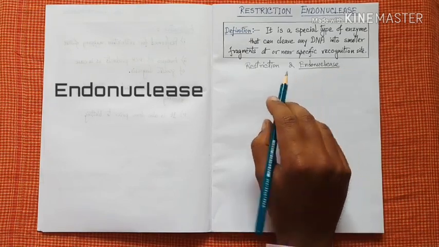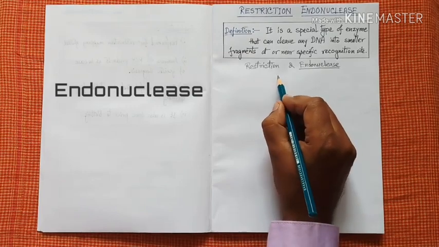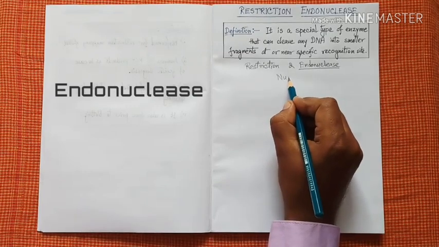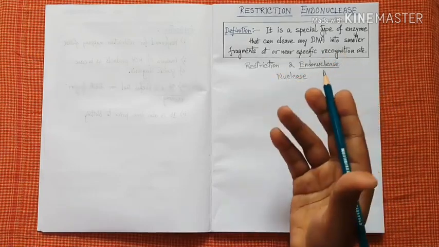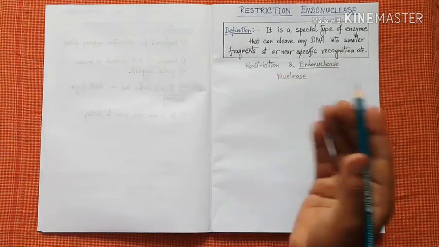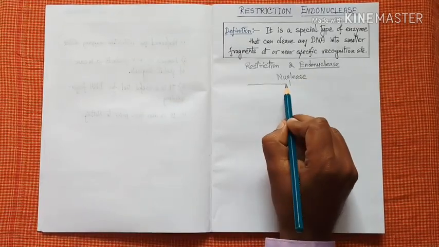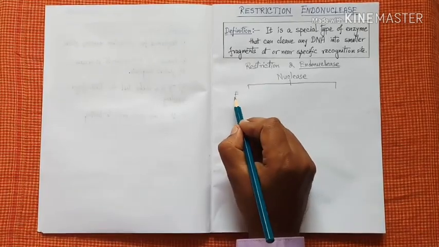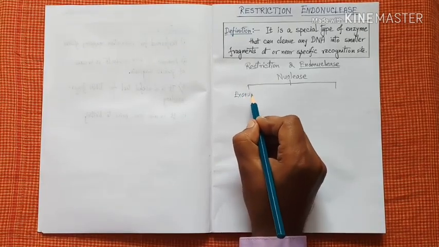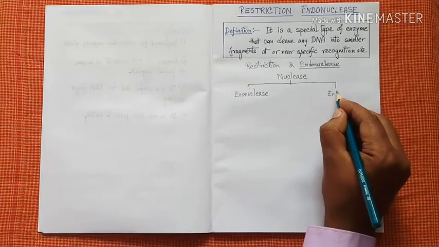What is endonuclease? Endonucleases are a group of specialized enzymes simply known as nucleases. So nucleases are a group of enzymes that can cleave nucleic acids like DNA, RNA, etc. And this group of enzymes can further be divided into two categories: exonuclease and endonuclease.